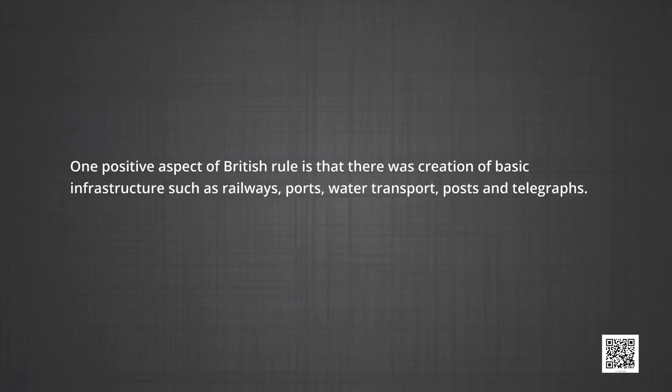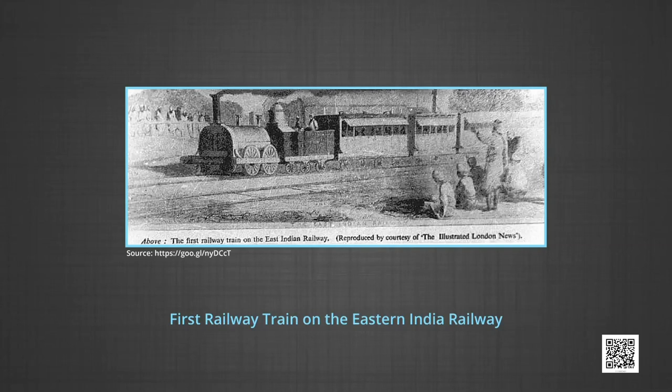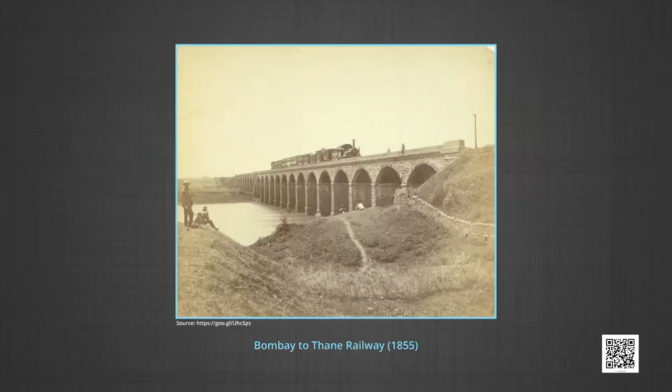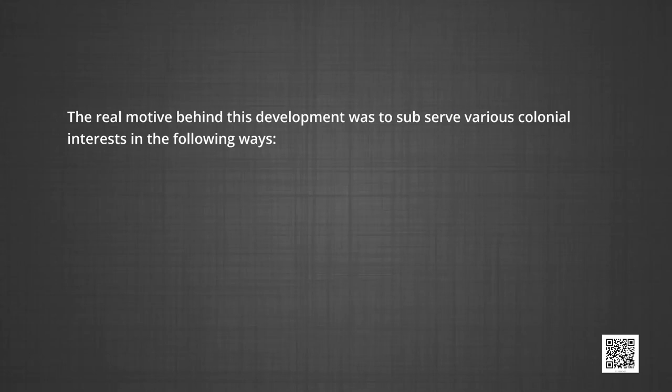Come to infrastructure. One positive aspect of British rule is that there was creation of basic infrastructure such as railways, ports, water transport, post and telegraph. In fact, the introduction of the railways in India in 1853 is considered as one of their most important contributions. The railways played a major role in national integration, as it did enable people of India to undertake long distance travel and thereby break geographical and cultural barriers. However, the real motive behind this development was to subserve various colonial interests in the following manner.